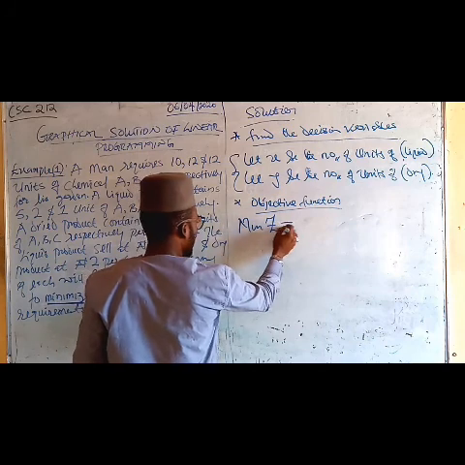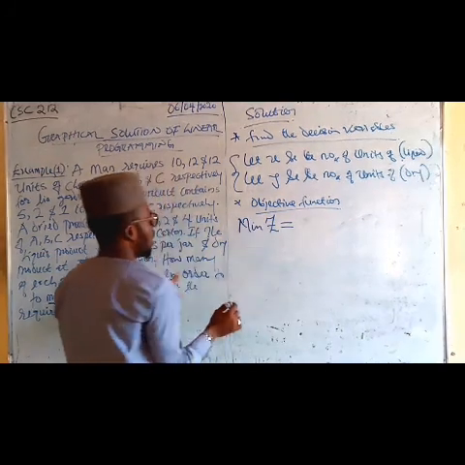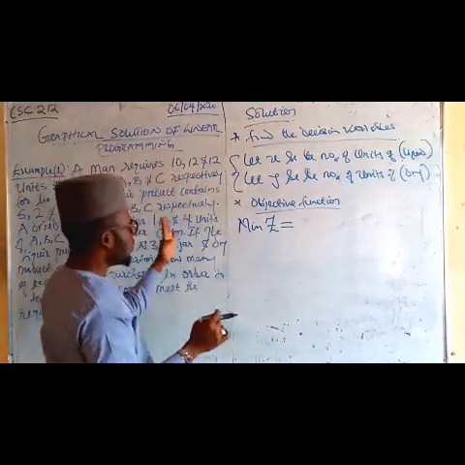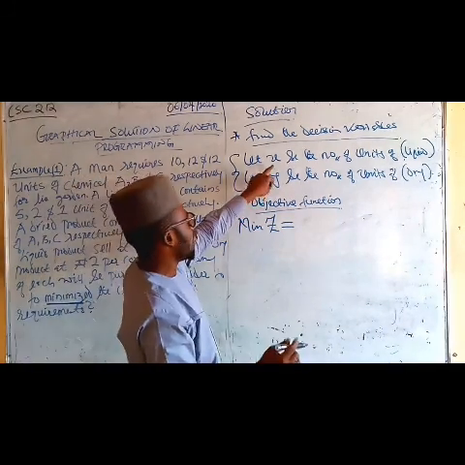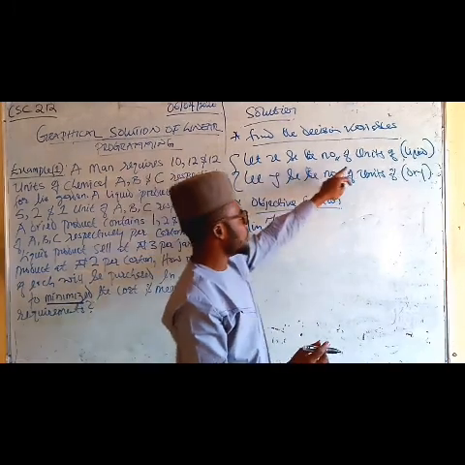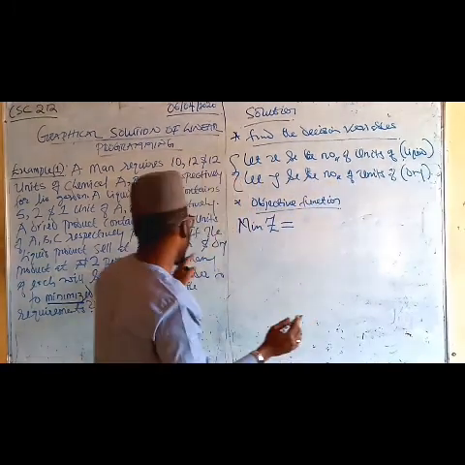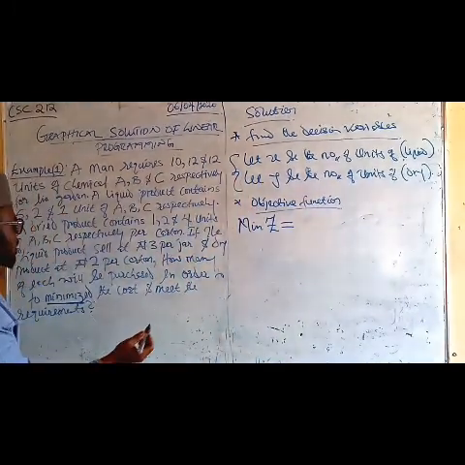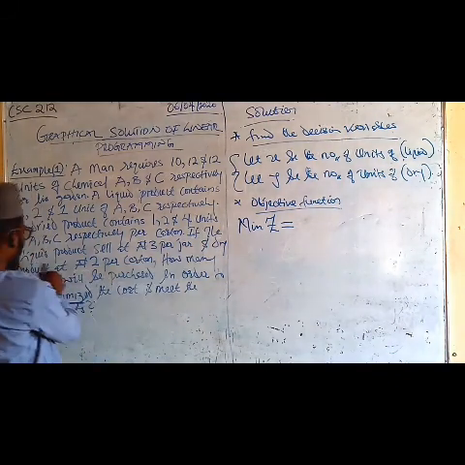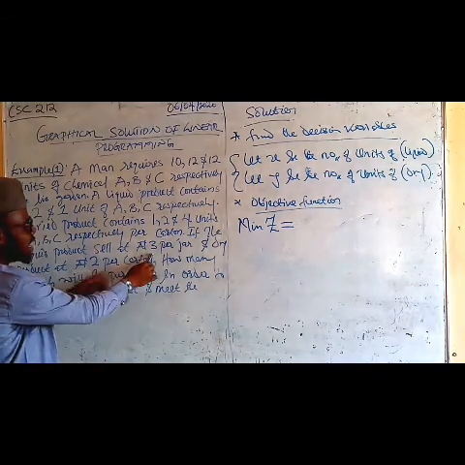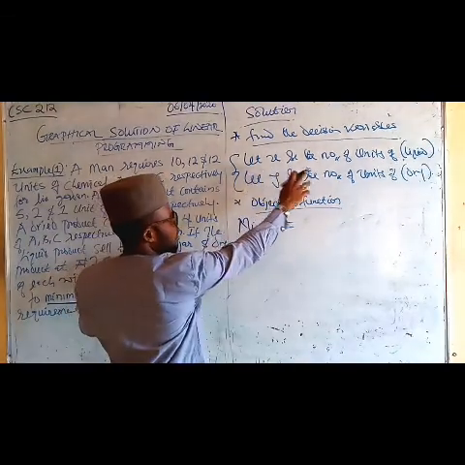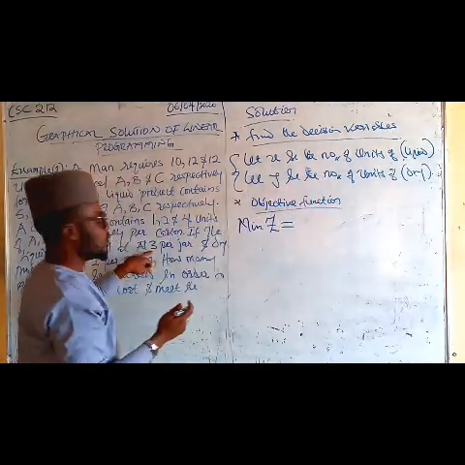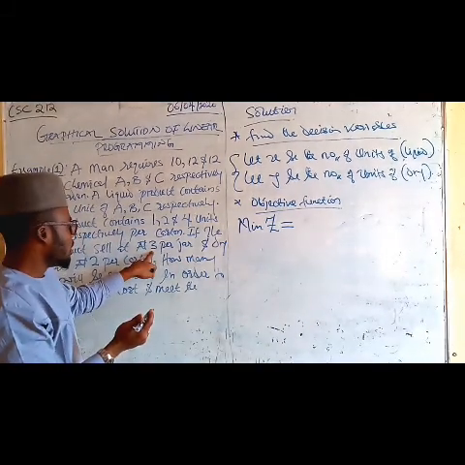Minimize, which is equal to... how are we going to minimize the liquid and the dry product? Since we have let X be the number of units of the liquid product, and in the problem it is stated that the liquid product sells at 3 naira per jar, and we have already let X be the number of units of the liquid per jar.